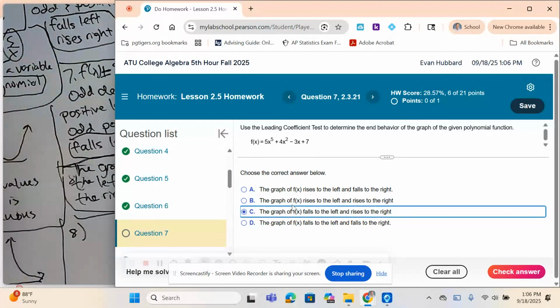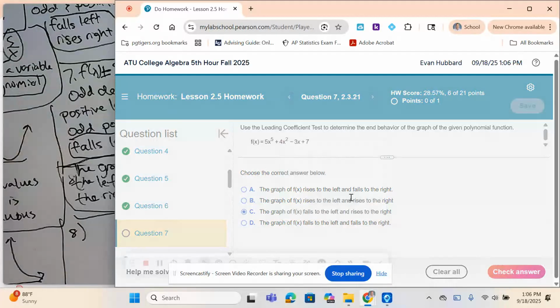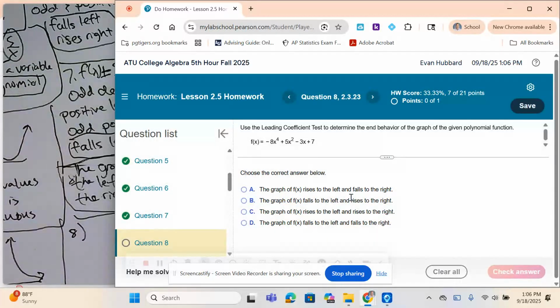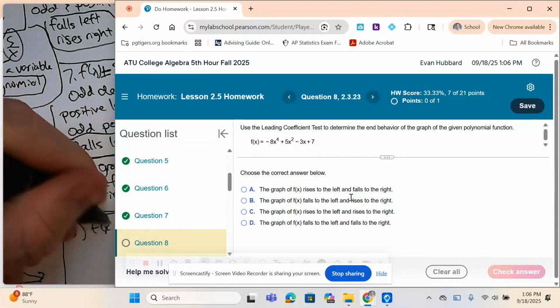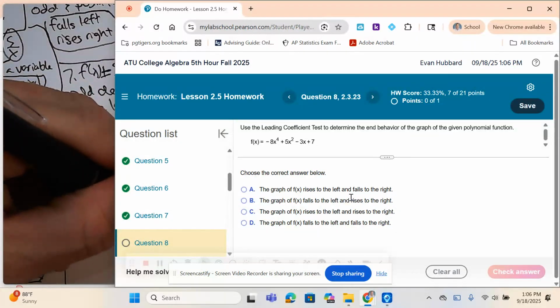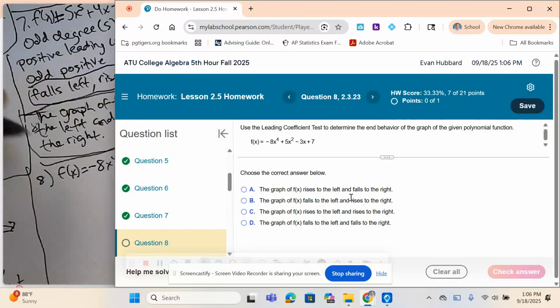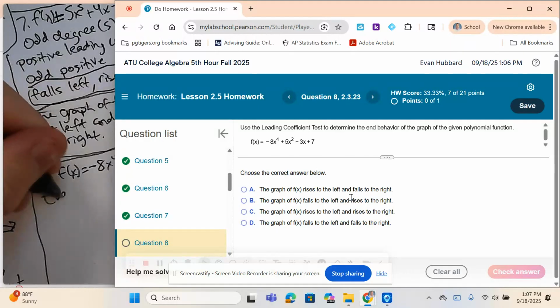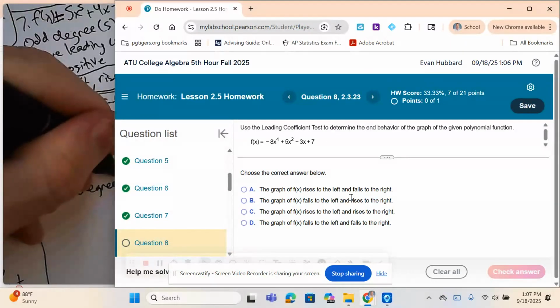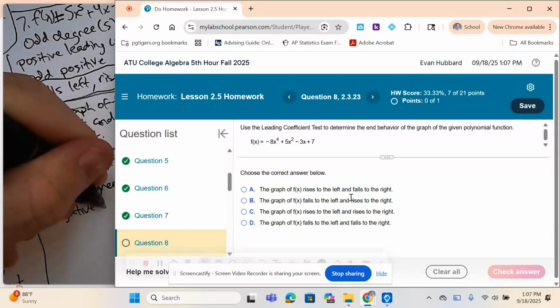Let's do 8. There we go. Looks like we got negative 8x to the fourth plus 5x squared minus 3x plus 7. This one's an even, so even degree. And then negative. What does an even negative do?